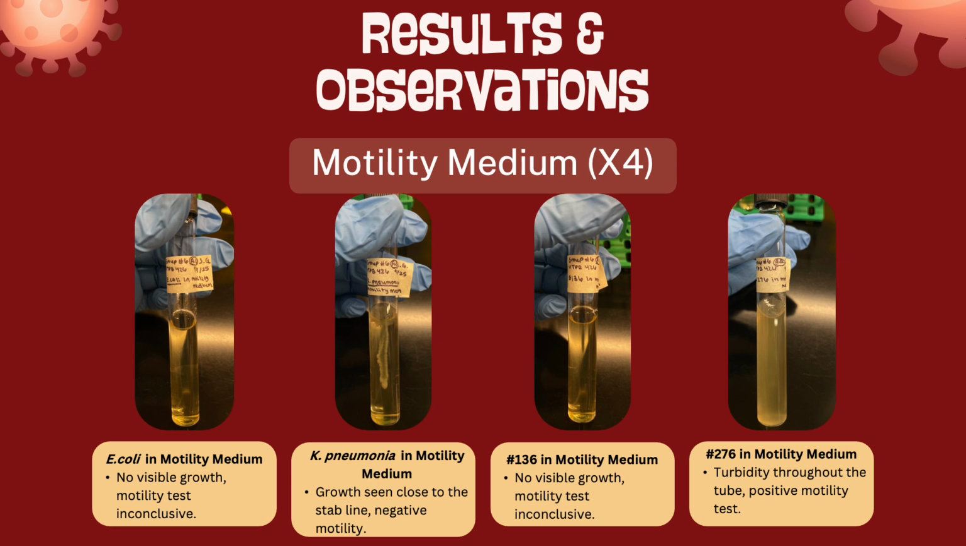For unknown number 136, there was no visible growth along the stab line or in the medium. This would suggest inconclusive test results. And for our unknown number 276, the medium appears to be cloudy. There is turbidity throughout the tube. Growth is not limited to a stab line. This suggests that the organism is motile, making the test motility positive.